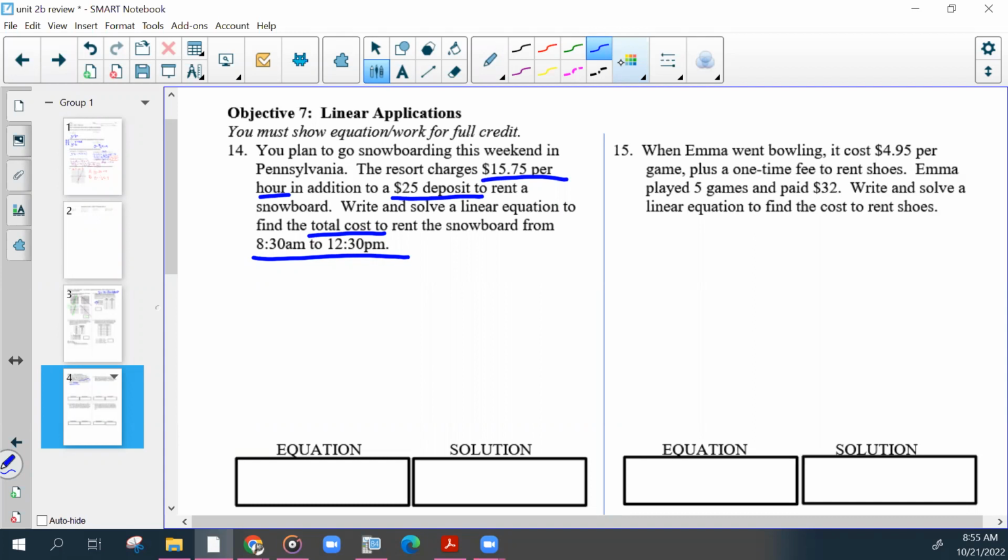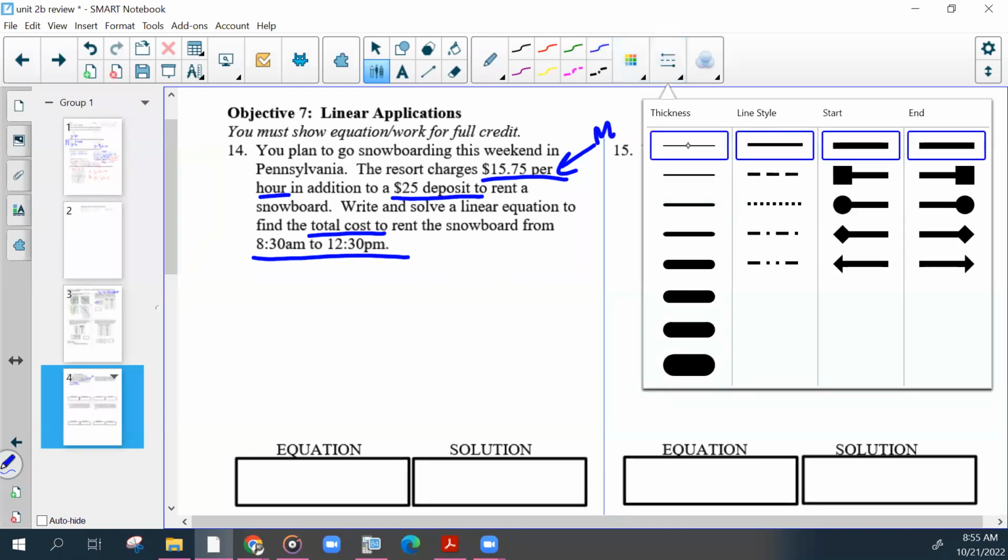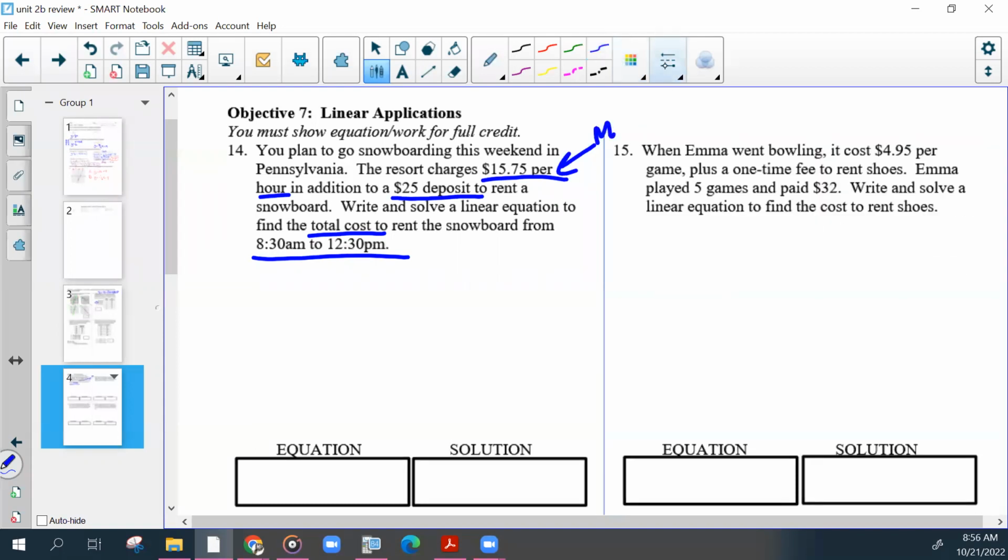Chris, were you gonna say something? The 15.75 per, what would that be? There's something in there that tells you what that is. That would be your slope, that would be your M. Says the word per. What else? Because it's a one-time thing.